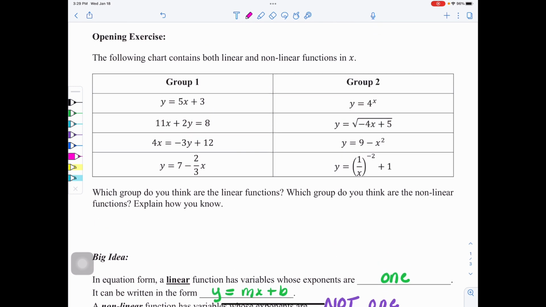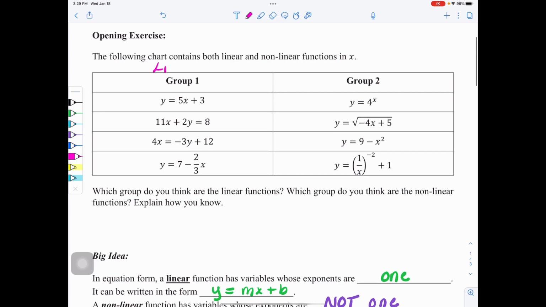If you figured it out, group 1 are all of my linear functions. If we take a look at the chart, if I don't see a number on a variable, that means it really has an exponent of 1. We know that from when we learned our exponent rules earlier in the year. So if I go through and mark these equations, all of my variables have exponents that are 1s. So that's how I know they are linear.